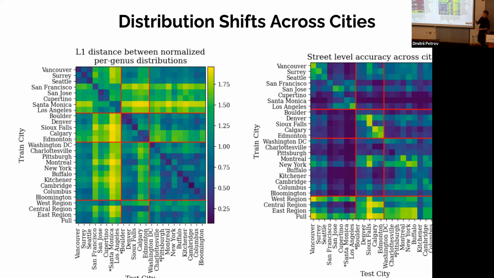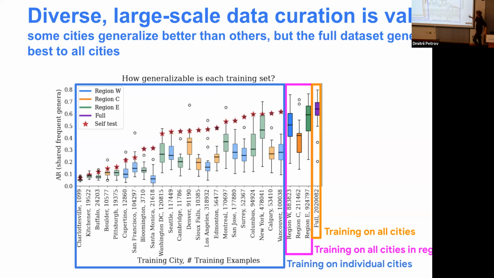But of course, that's quite naive, and I think there's a lot more research to be done figuring out what is the best way to get a good model for a given end user or a given task. And breaking that down a little further, here we're basically looking at the generalizability of each training set.